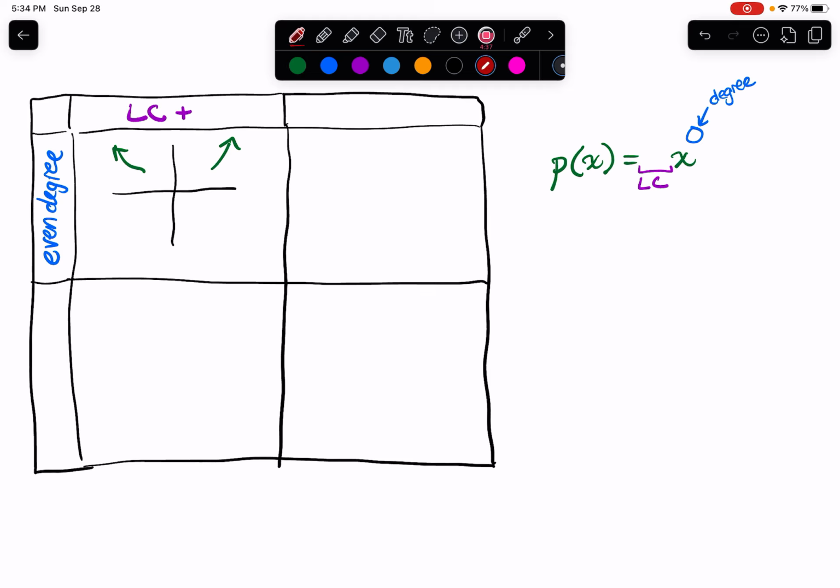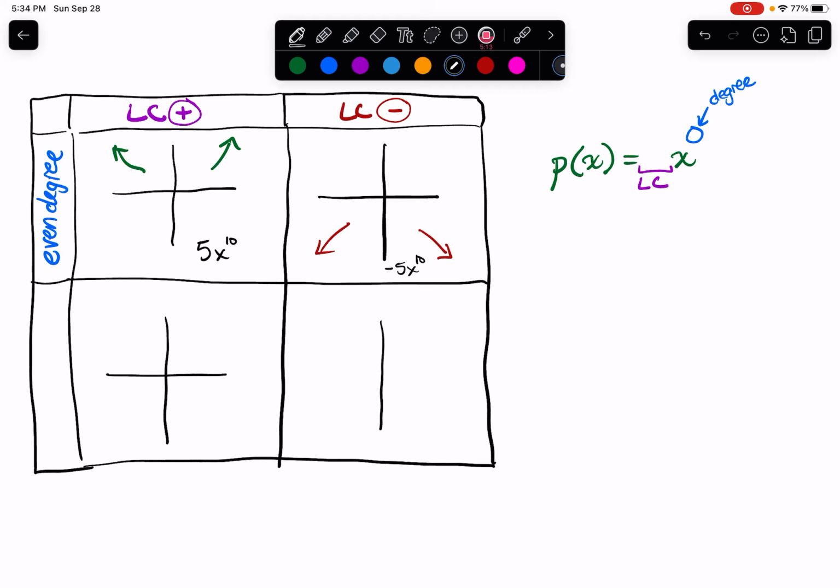If we have an even degree and our leading coefficient is negative, then this is just going to flip upside down. So instead of both of them facing up, both of them are going to face down. So if we have an even degree and a leading coefficient that's negative, let's say as an example, this was 5x to the 10th. This might be negative 5x to the 10th. It's still even, but it has a negative leading coefficient. That's going to flip it upside down, a reflection over the x-axis. So those are our options if the degree is even.